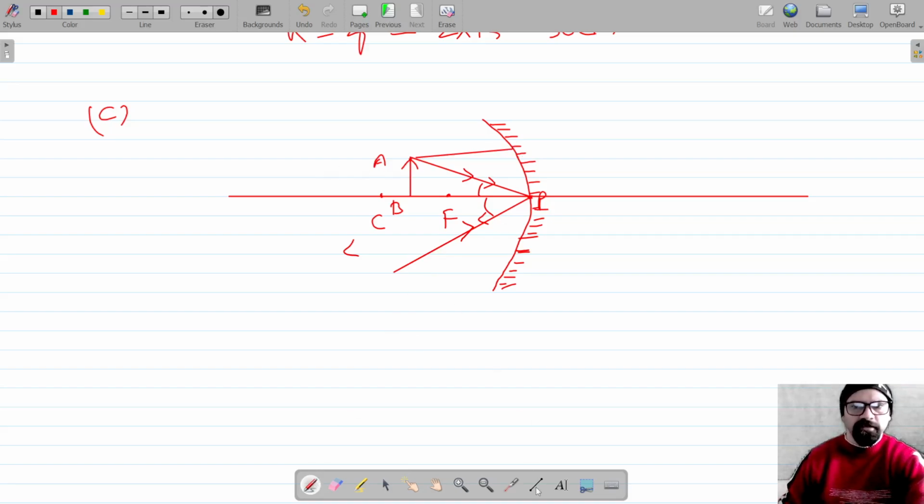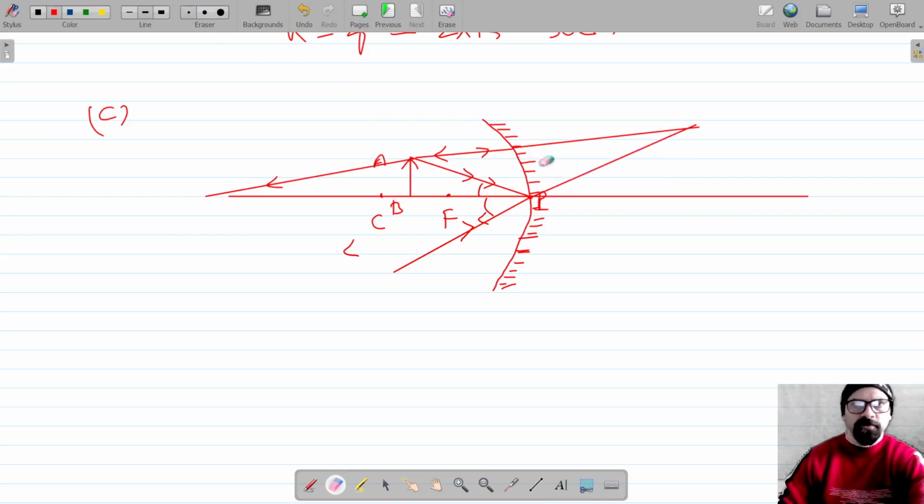So this will retrace its path and will come back as it is. This ray goes like this, comes back, so it retraces its path. So it comes like this. Now, where will the image form? Now, we have to extend these rays here.